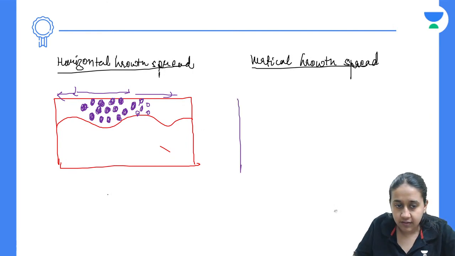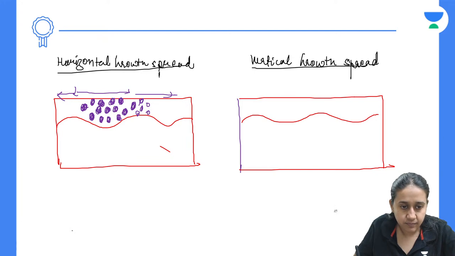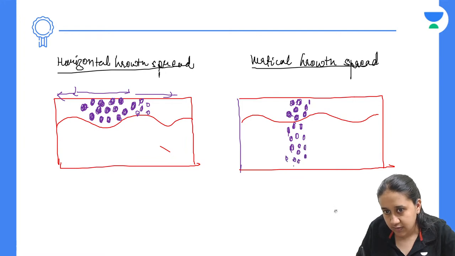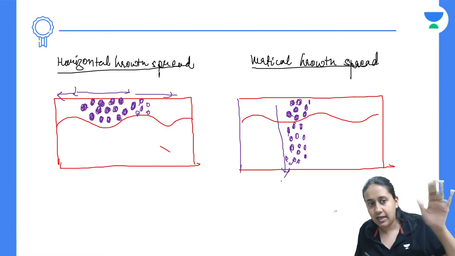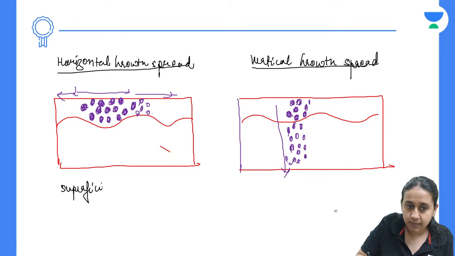But what is vertical growth spread? If this is your skin, the melanoma cells will go down like this. Instead of spreading horizontally, they will involve the dermis very, very soon. So this is called vertical growth spread, and the previous one is known as horizontal growth spread. The examples of the horizontal growth spread are the superficial spreading type and the lentigo maligna type.